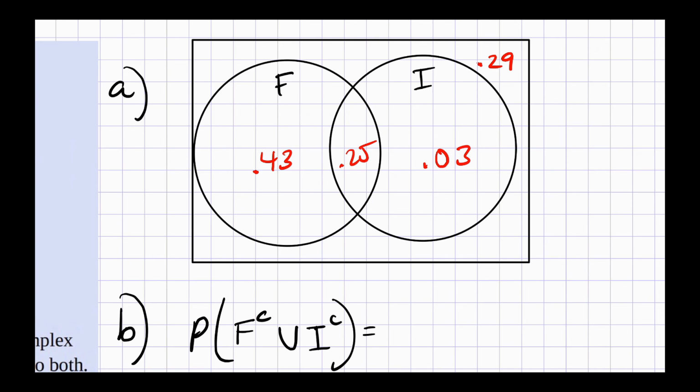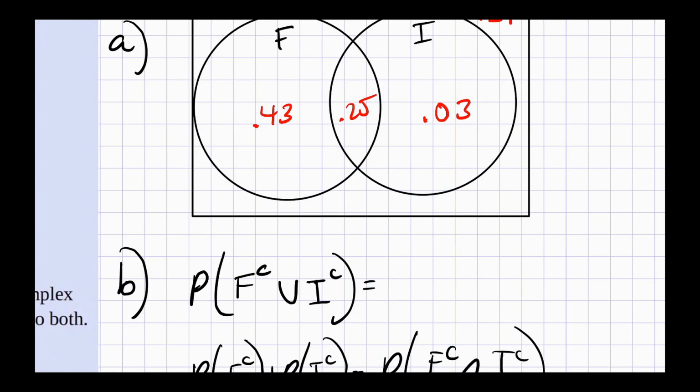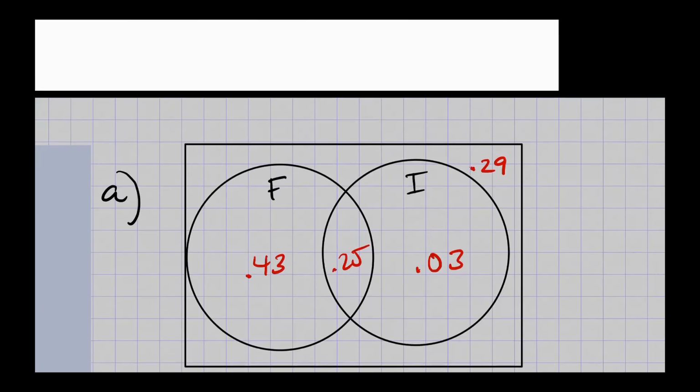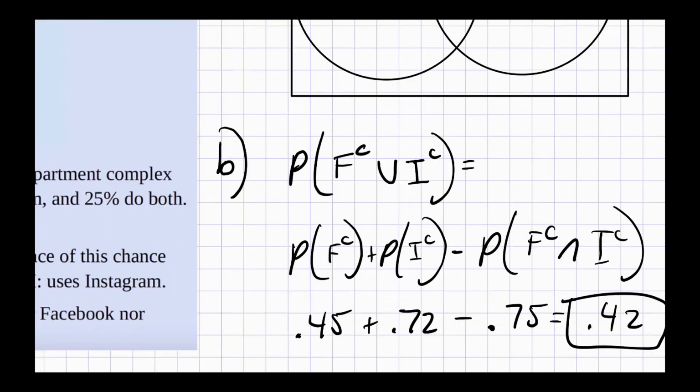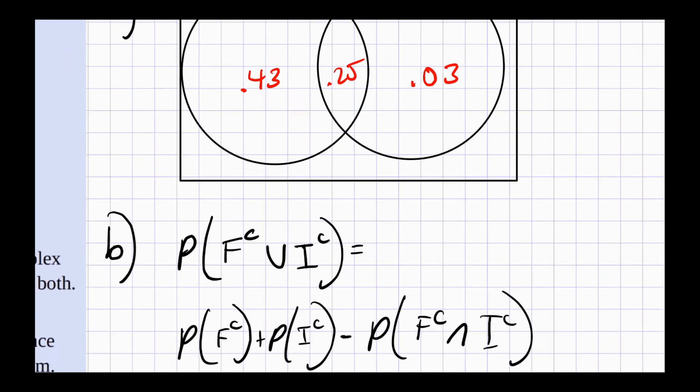Every option that exists, they call that a sample space, because every option, either you have Facebook, you have Instagram, you have both, or you have none. Okay. So my numbers are going to be off here, but this is essentially what we're looking for, right? We're looking for no Facebook, no Instagram. So my numbers are off because I messed up.